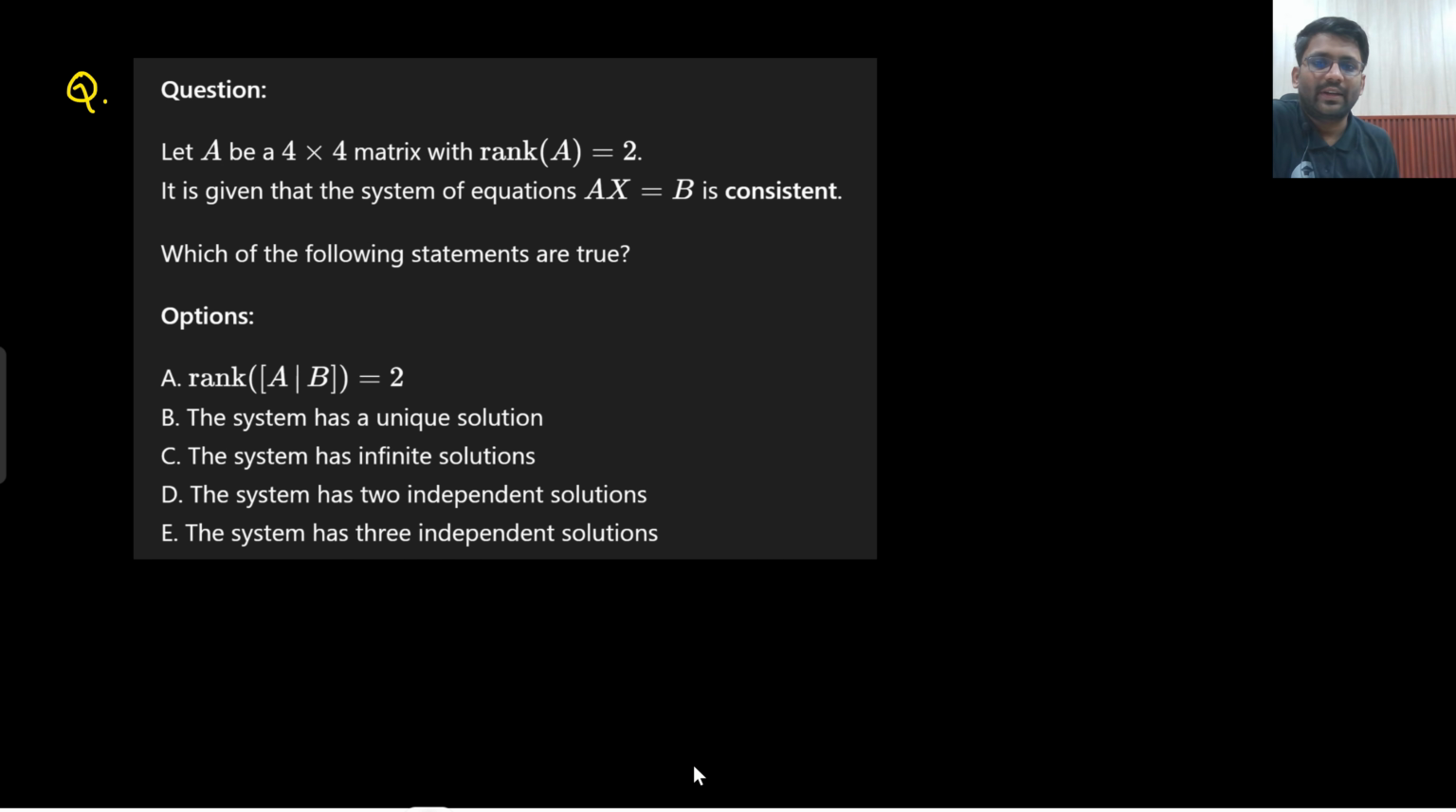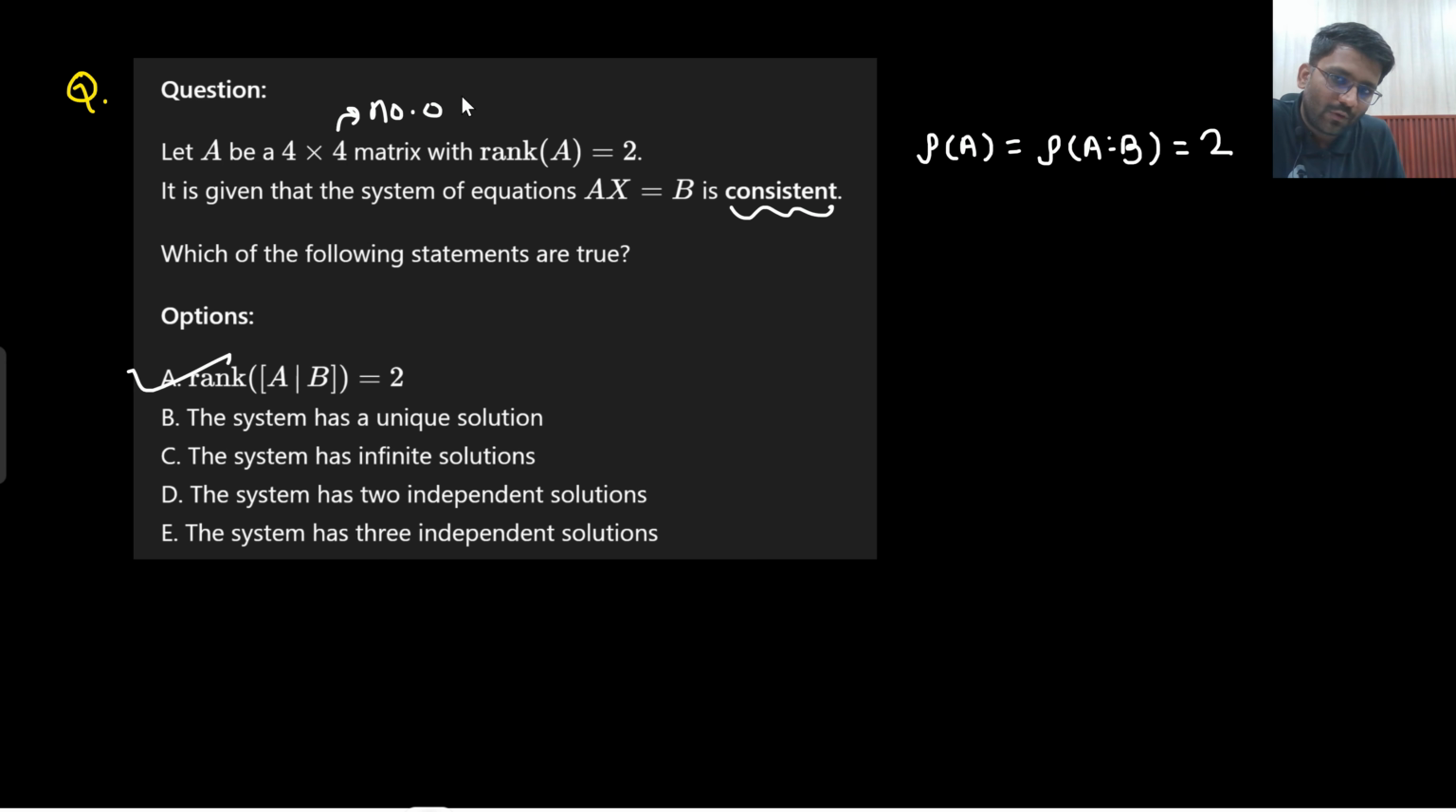A is a 4 cross 4 matrix with the rank of 2. It is given that the system of equations is consistent, then which of the following statements are true? Consistent means it needs to have a solution. Rank of A is 2, so rank of A augmented B is 2. The system will have a unique solution? No. A is a matrix of 4 cross 4, so how many columns is it having? The number of columns is 4.